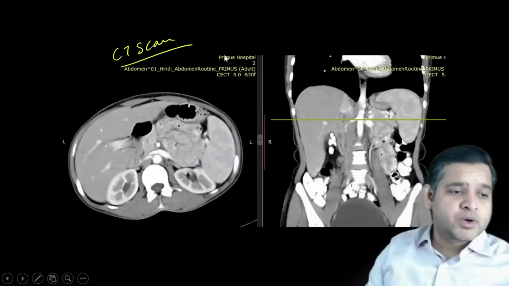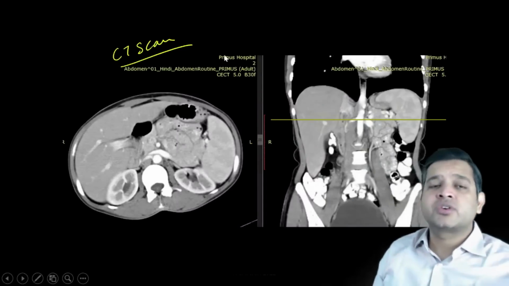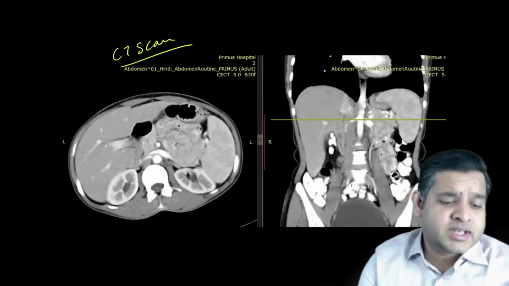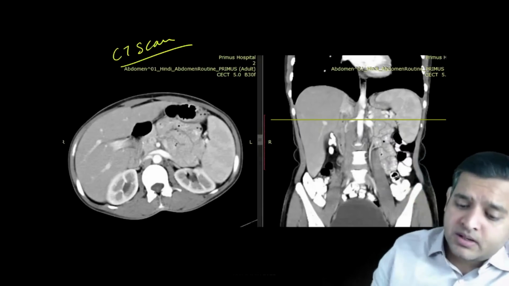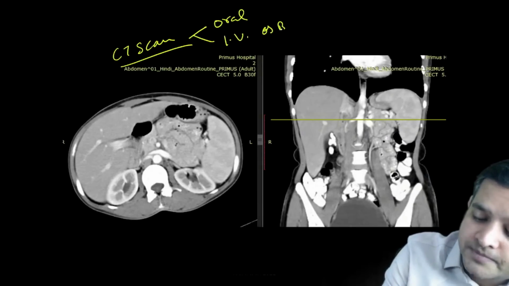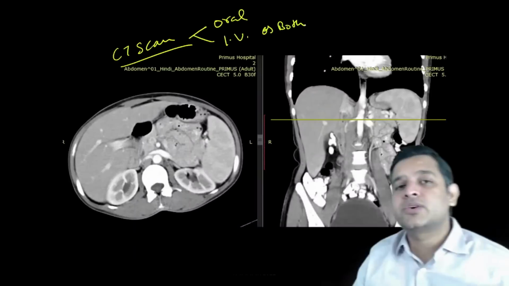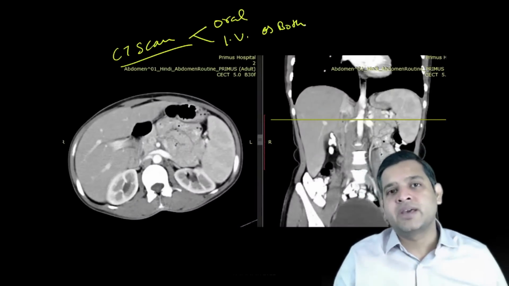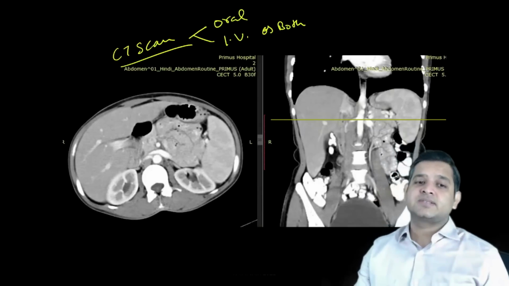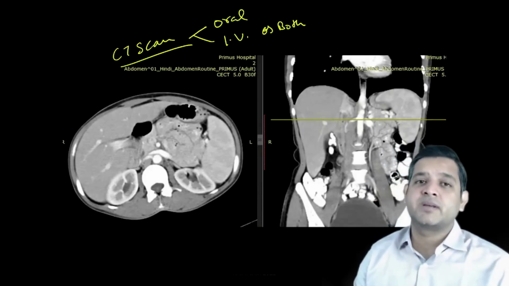In the brain, it is not important for you to identify whether it's a non-contrast or a contrast enhanced CT. In the chest, you have to tell whether it's a non-contrast or a contrast enhanced CT. Whereas in the abdomen, you also have to know whether the contrast is oral or IV or both. Now, how will you tell that? Again, this is very simple, not a very big deal.